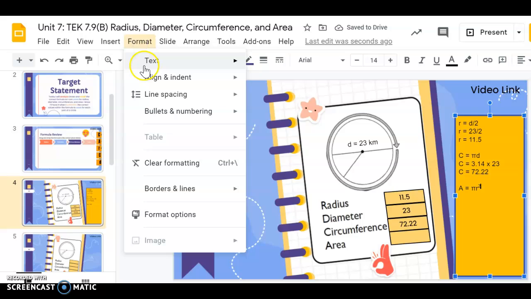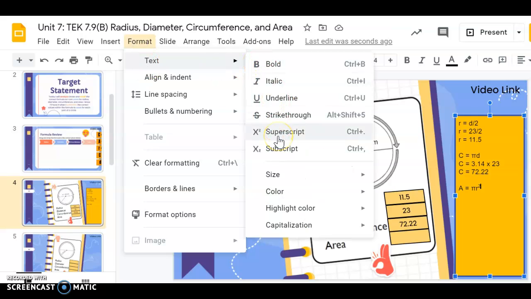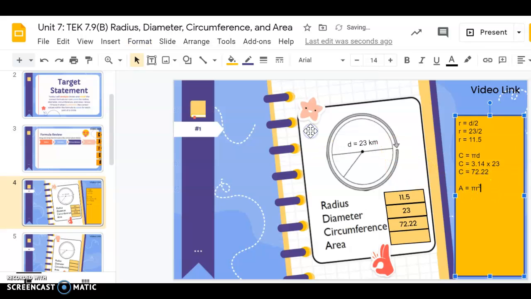So I go to Format, Text. Now look at the cursor. It's small by the 2. Do you see it over here by the 2? Tiny, tiny, tiny. When I hit this again, look, it grew. Now I can hit Enter.